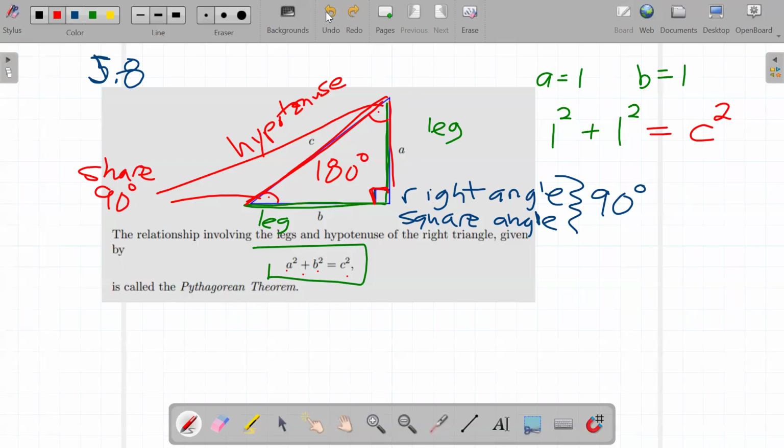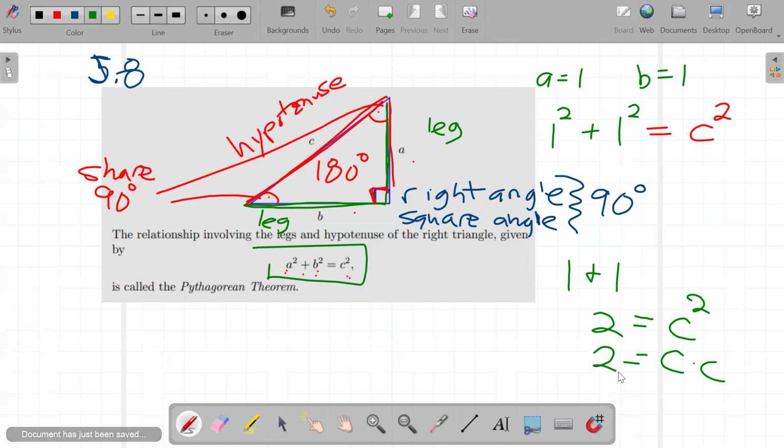One important thing is recognizing the difference between the legs that come off the right angle and the side opposite the right angle, which is the hypotenuse, because that's the order they fit into the equation. Let's follow that a little further. 1 squared is 1, 1 squared is 1, and 1 plus 1 is 2. So the square of the long side is 2, meaning there's some number I can multiply by itself to get 2.